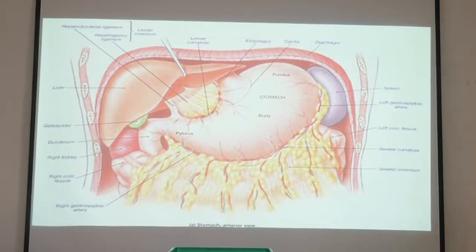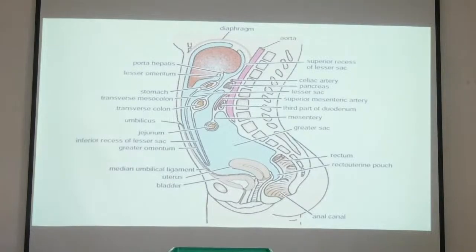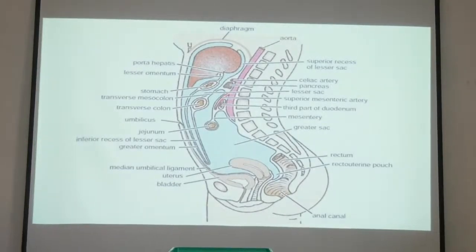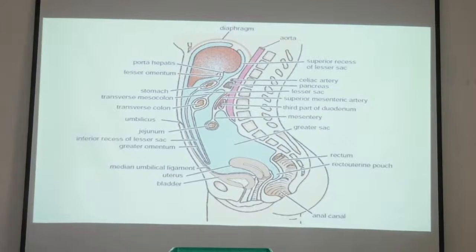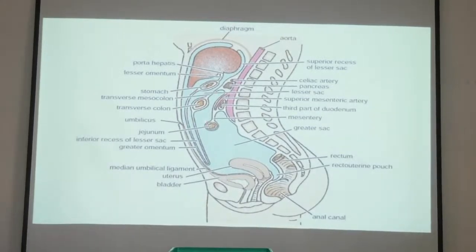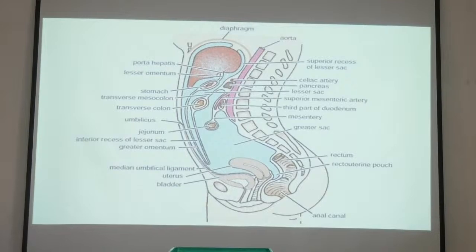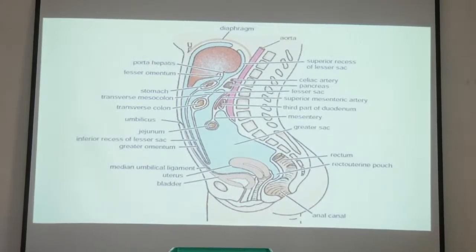See here the attachment of the greater omentum. Two layers here. This is a longitudinal section through our abdomen. Okay. So this is the liver. This is the stomach. This is the transverse colon. This is the jejunum. Okay. And retroperitoneally here lies the duodenum. Here is the pancreas.